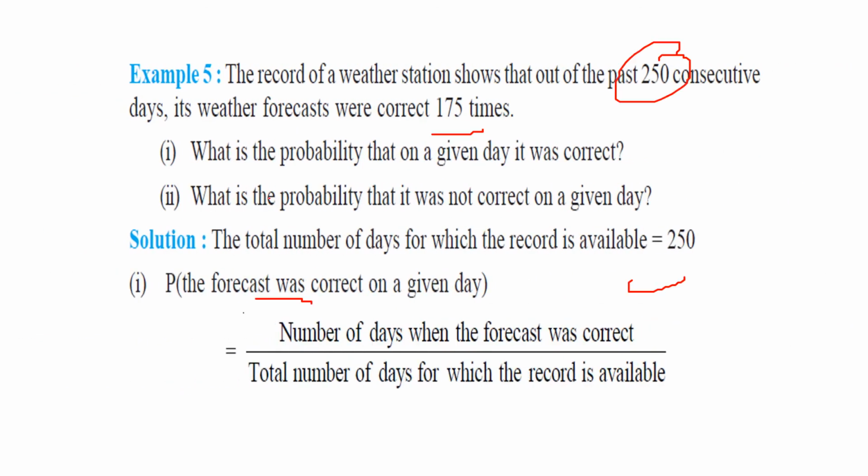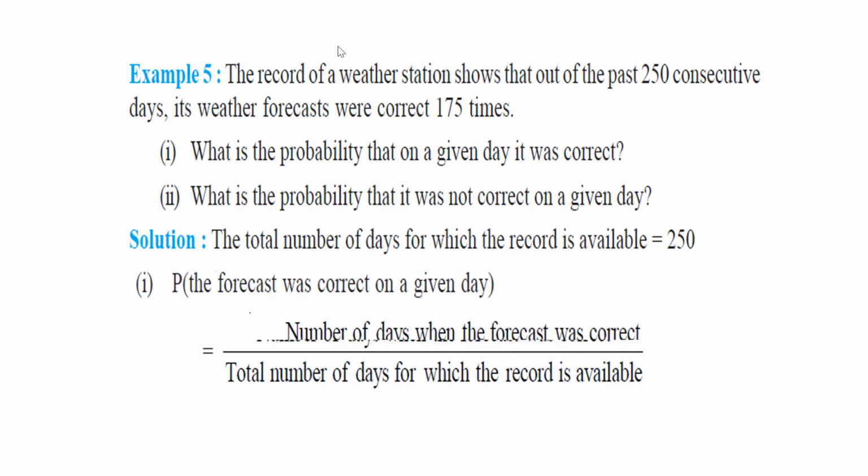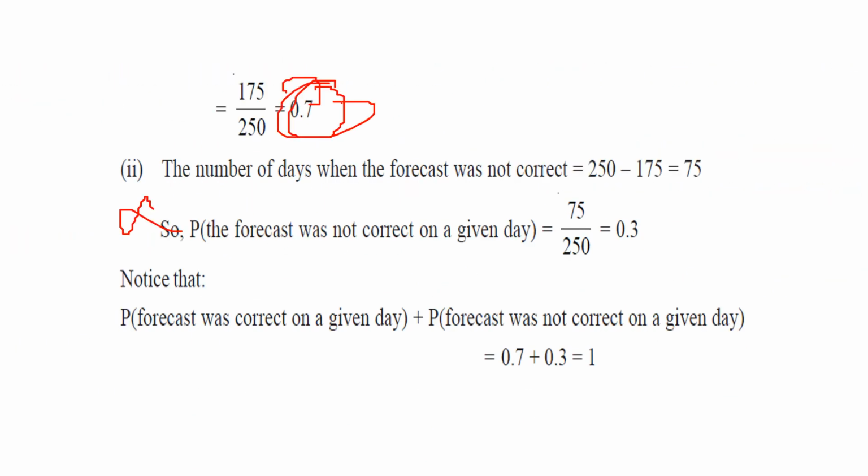You have to find out what is the probability that it was not correct on a given day. So we have P correct, and P not correct, NC, let me write, is simply 1 minus P correct, right? So we have this as 0.7. So 1 minus 0.7 is, this is the correct one, and 1 minus 0.7 is for non-correct. So 0.3 is the not correct forecast. But we'll do it in some other way also.